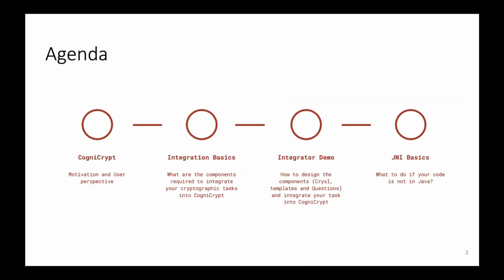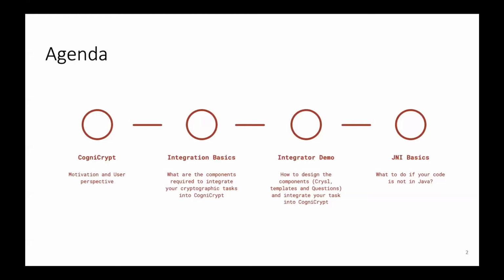First, as I mentioned, we will begin with CogniCrypt, the motivation. We look at how a user looks at CogniCrypt, what his perspective is, and how a developer can gain the advantages of CogniCrypt. Then we will look at some basics of what is required from your side as a cryptographic task or API designer to make sure CogniCrypt understands your tasks, so that the developers that use your API also get the same benefits of CogniCrypt that the current API users of CogniCrypt do.